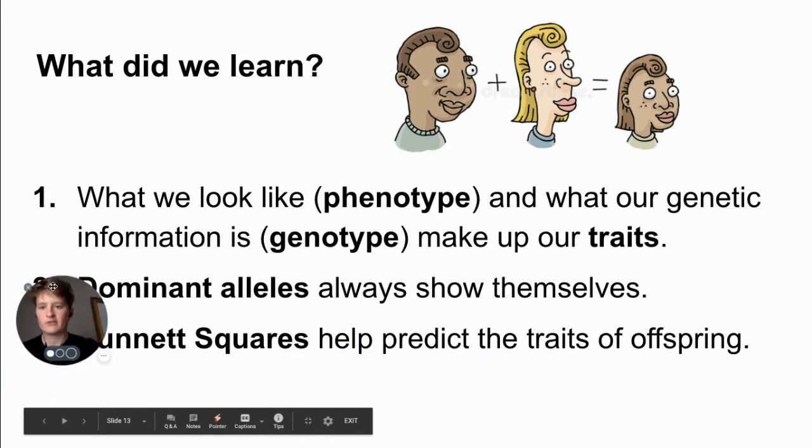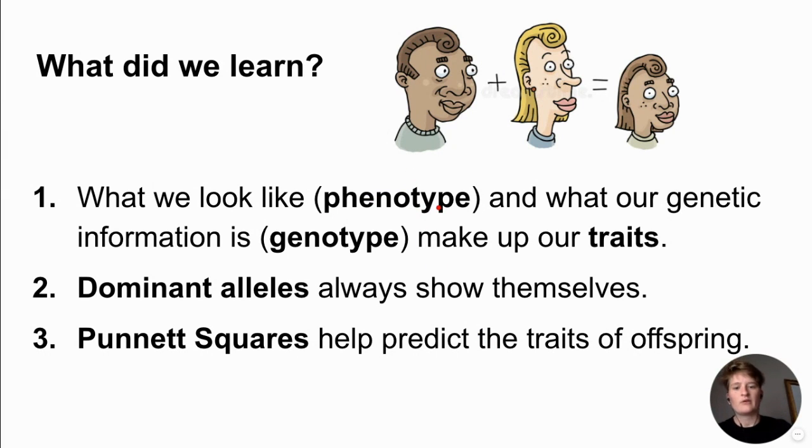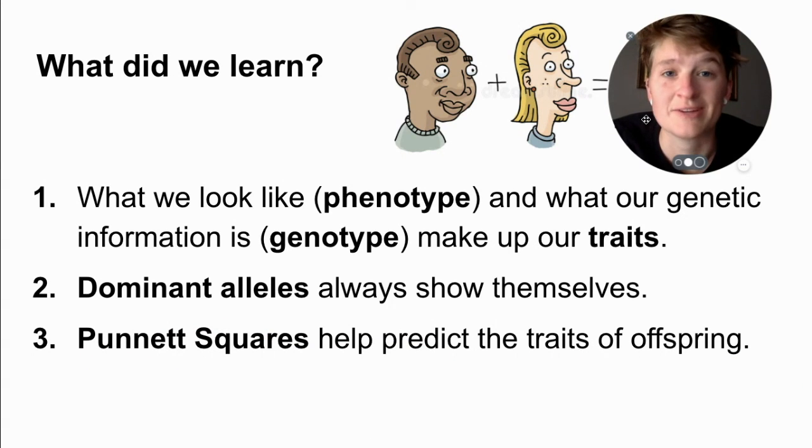Okay, let's review. What we look like is our phenotype. Our phenotype is determined by our genotype, and these make up our traits. Dominant alleles always show themselves. They are the big letter that is written first. And if they are present, they will be what shines through. We can predict the traits of offspring using a Punnett square. Okay, that is the end of this video.